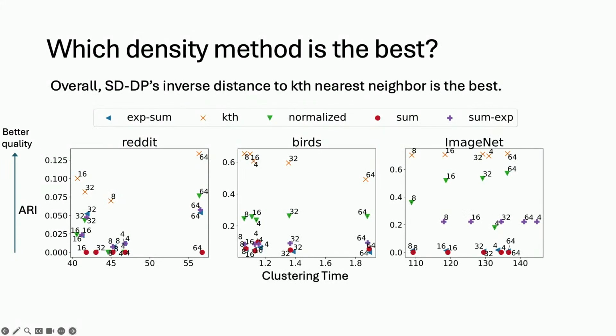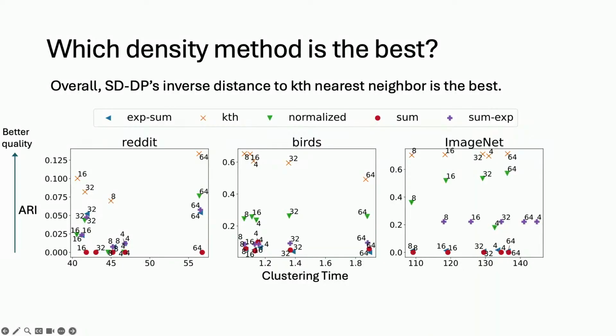Okay, so first we looked at the performance of these different density functions. First of all, the y-axis here is ARI, which is a measure of cluster quality. So higher ARI corresponds to better clustering quality. And then the x-axis here is the clustering time in terms of seconds. The kth function here is basically the inverse of the distance to the kth nearest neighbor that I talked about earlier.